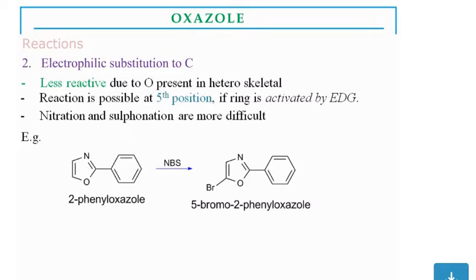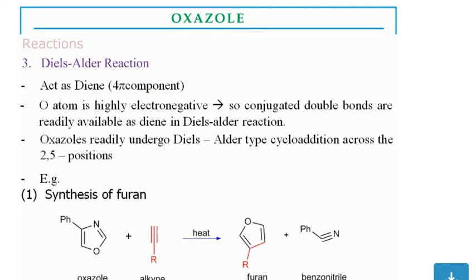Reaction is possible at the fifth position of the ring when activated by electron-donating groups, and nitration and sulfonation are more difficult. Look here, 2-phenyl oxazole with NBS, N-bromosuccinimide, gives 4-bromo-2-phenyl oxazole. So, in the Diels-Alder reaction, oxazoles act as a diene, a 4 pi component.